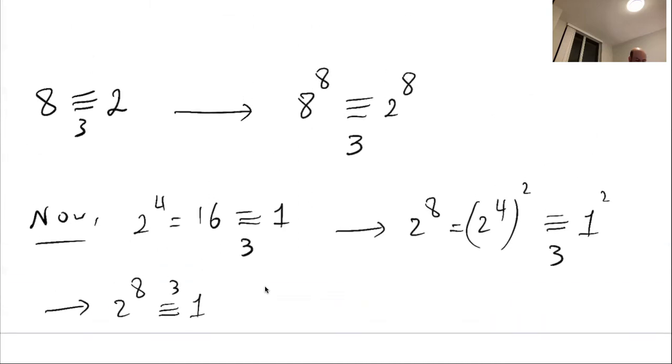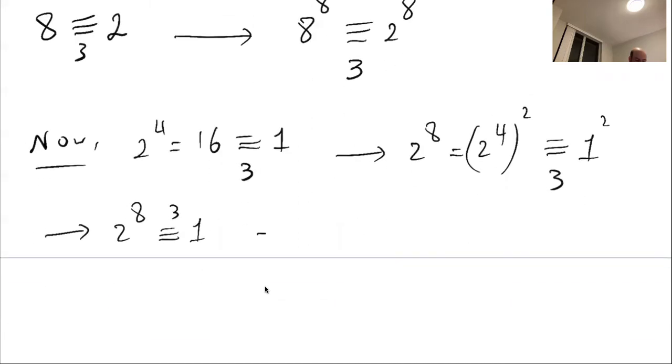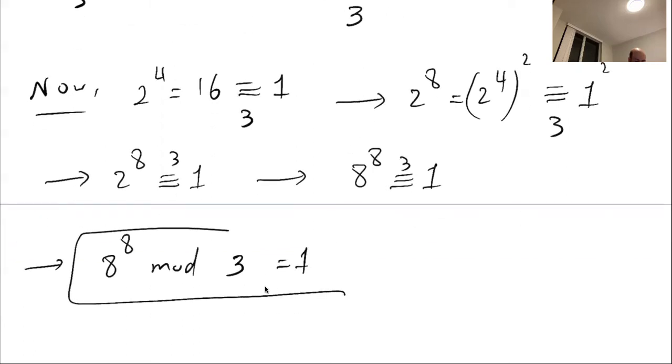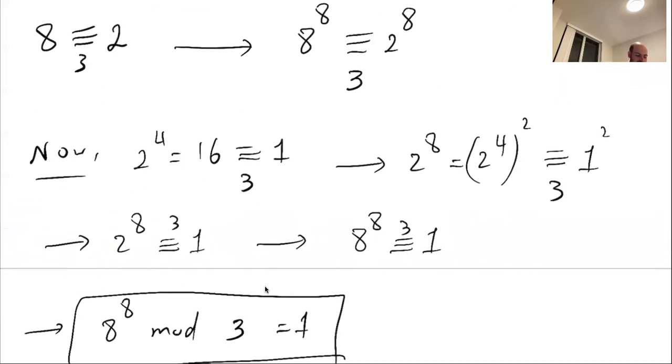But 2 to the power 8 itself was congruent to 8 to the power 8. So that means 8 to the power 8 is congruent to 1 mod 3. That means 8 to the power 8 mod 3 equals 1. So again, 8 to the power 8 mod 3 means the remainder of 8 to the power 8 when divided by 3. And we just showed that this is 1. So this is one solution.